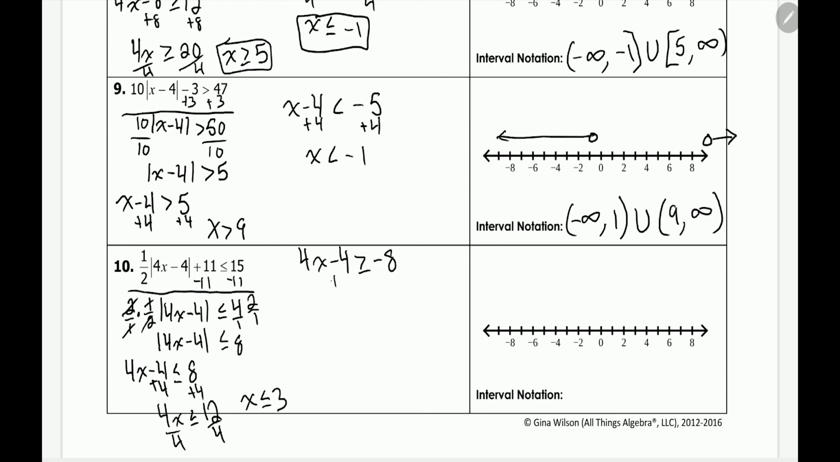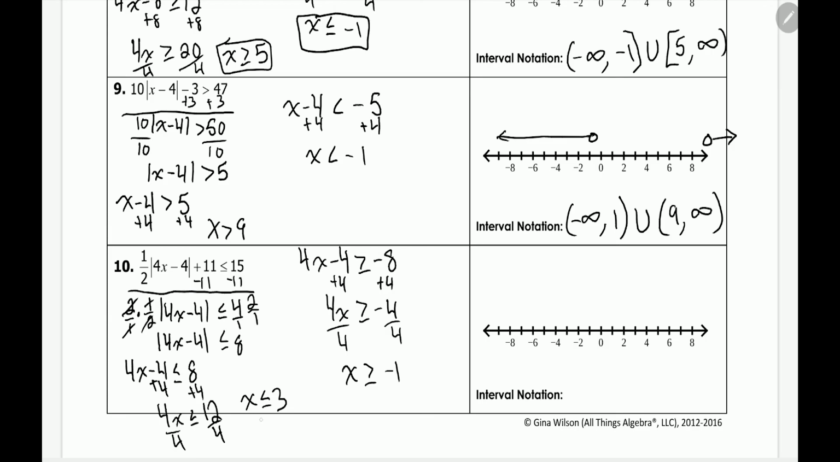For the second one, we're going to add 4 to both sides. We have 4x is greater than or equal to negative 8 plus 4, which is negative 4. Divide that by 4. We have x is greater than or equal to negative 1.